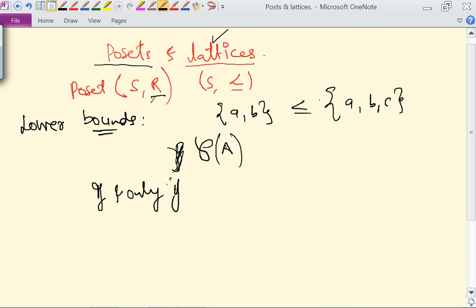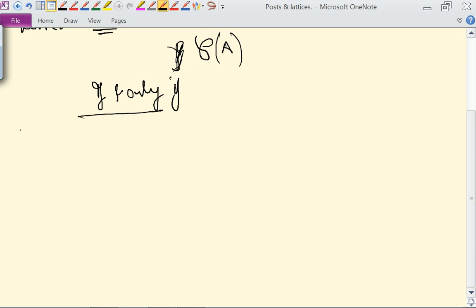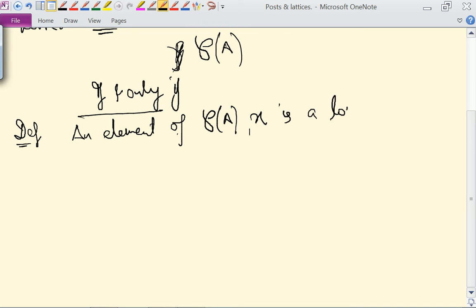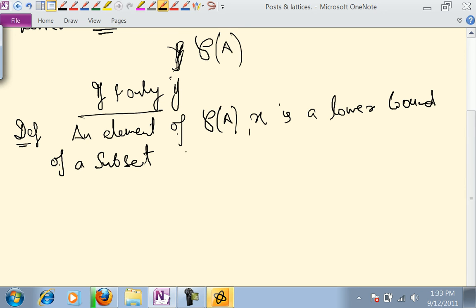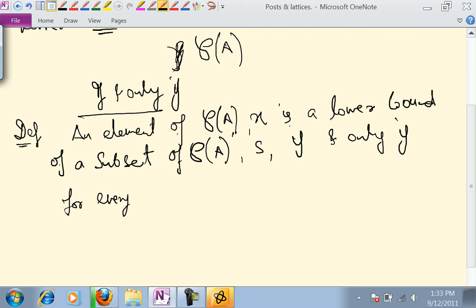Let me define it like this. For an element X of the poset on set A, X is a lower bound of a subset S if and only if for every Y which belongs to S, X is a subset of or equal to Y.